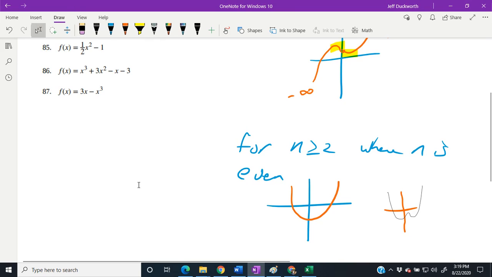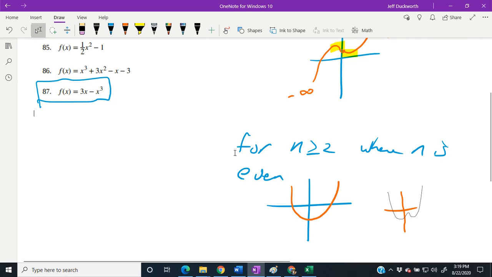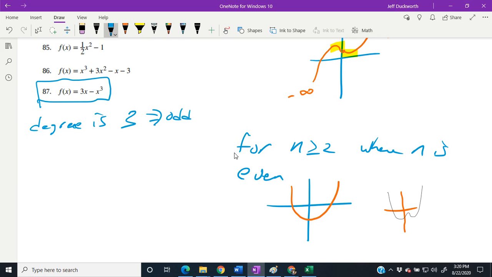So let's go back up here and take a look at, or I guess we can just do this number 87. So let's do number 87. We're being asked to find the degree. So the degree is the highest number as an exponent. So the degree here is 3, which means that it's odd. It's an odd number.